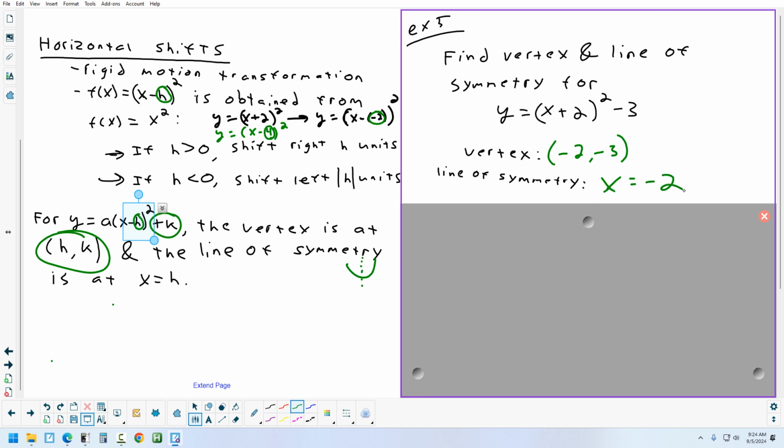And then the line of symmetry would normally be x equals 0, which is the y-axis. But you've shifted left 2. So now the line of symmetry is also shifted left 2. How about this down 3? What effect does that have on the line of symmetry? It doesn't have any effect. Yep. Doesn't affect it at all.